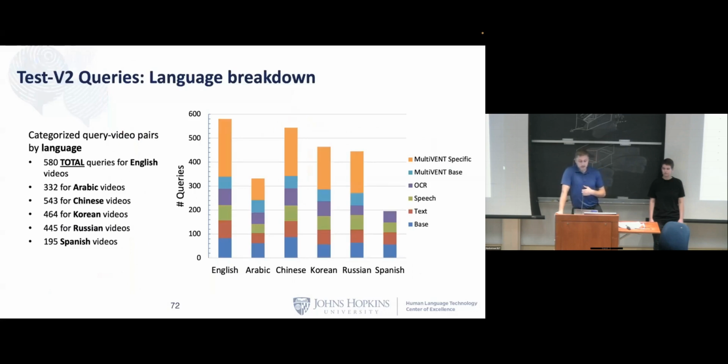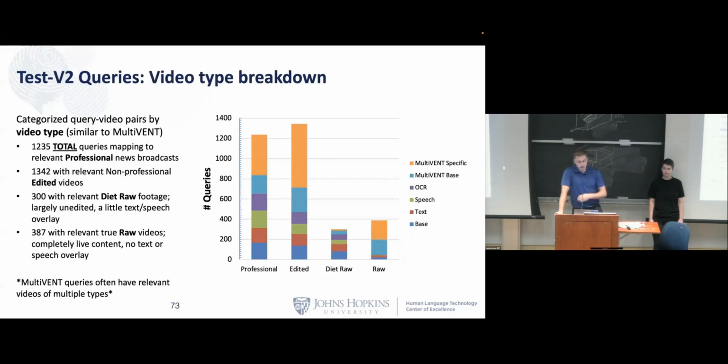This is just a general language breakdown. So as I mentioned, we used the 5 languages for multi-event. We also, halfway through the workshop, included a surprise language of Spanish. So that was the 6th language that we had collected some videos for. So it was pretty even across the board. As you can see, there are fewer queries for Spanish because we didn't have any in multi-event, but there's still around 200 queries.